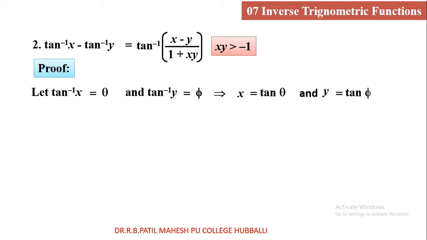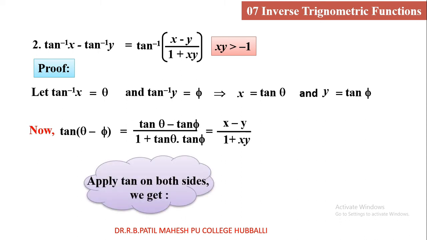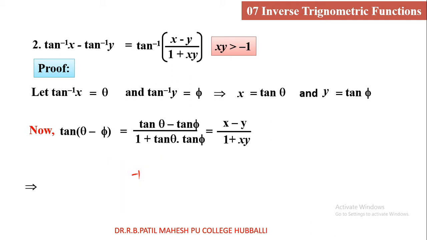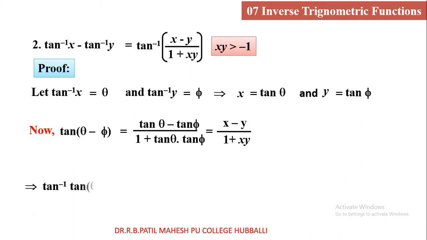But here I am taking the formula tan of theta minus pi, that will be tan theta minus tan pi upon 1 plus tan theta into tan pi. Replace tan theta and tan pi value, that is x minus y upon 1 plus x into y. Here also apply tan inverse on both the sides, so that you are going to get tan inverse of tan of theta minus pi, and in the right hand side, tan inverse of x minus y upon 1 plus x into y.